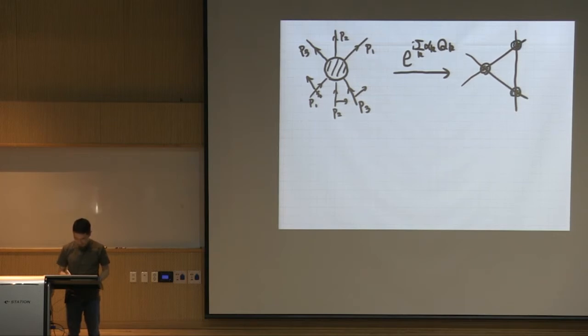So now I have p_1, p_2, and p_3. And because p_1 is far away from p_2 and p_3, what happens in this process is that p_2 and p_3 first scatter, and then afterwards p_3 meets p_1, and then p_1 finally meets p_2.